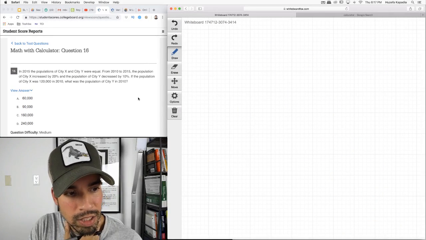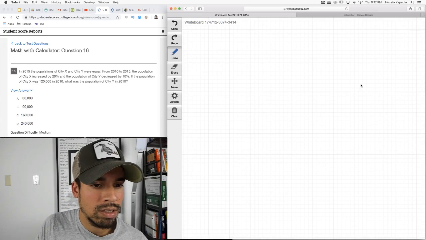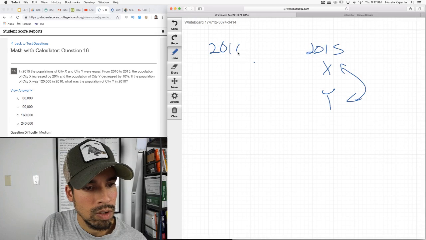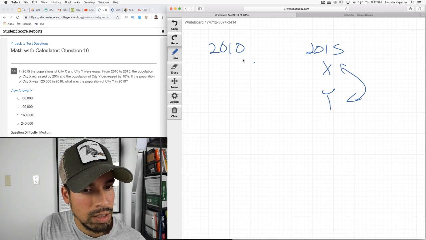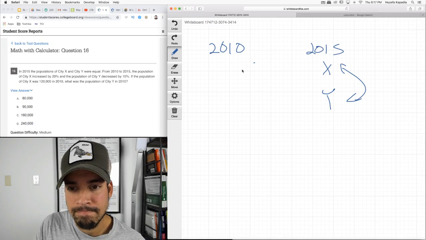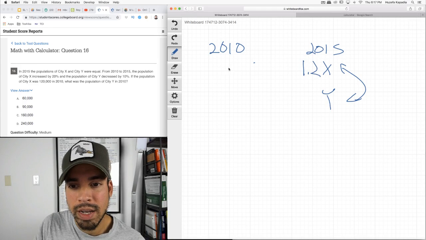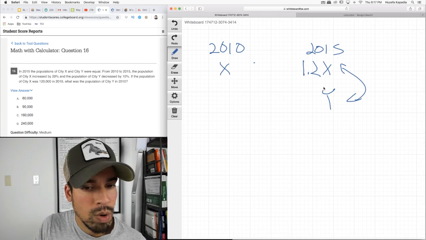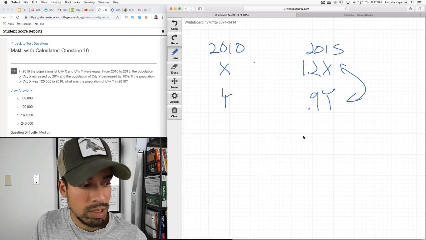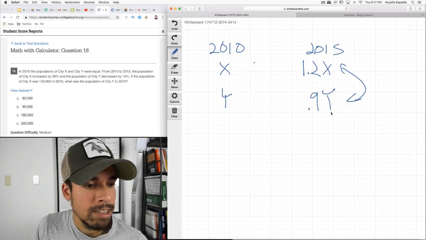In 2015, the populations of city X and Y were equal. From 2010 to 2015, the population of X increased by 20%, so we can say 1.2x if this is X. And Y decreased by 10%, so this is Y, this is 0.9, right? That's a decrease of 10%. It's now 90% of what it was.